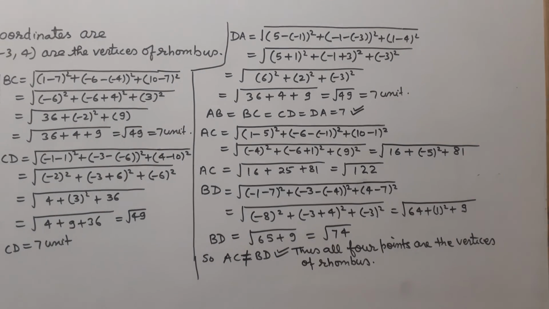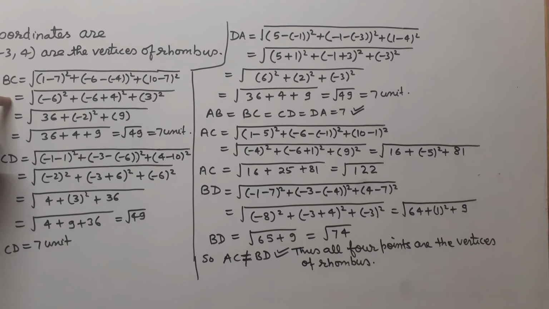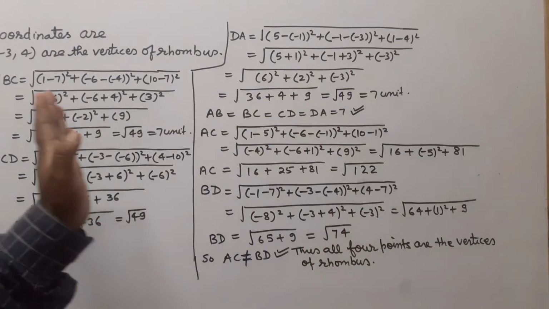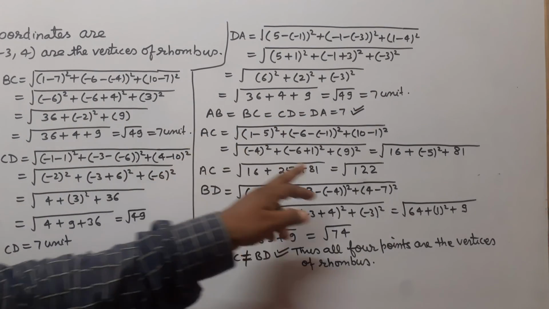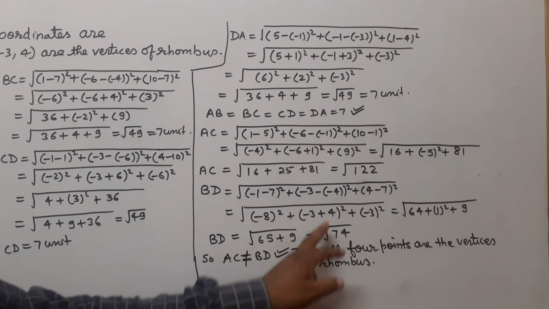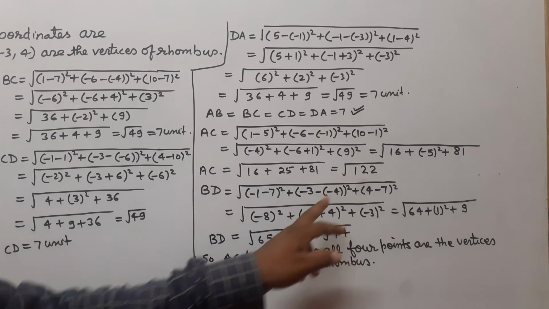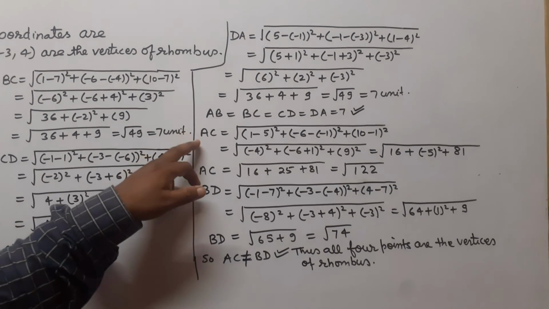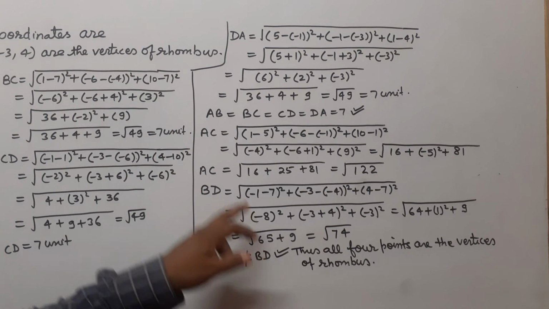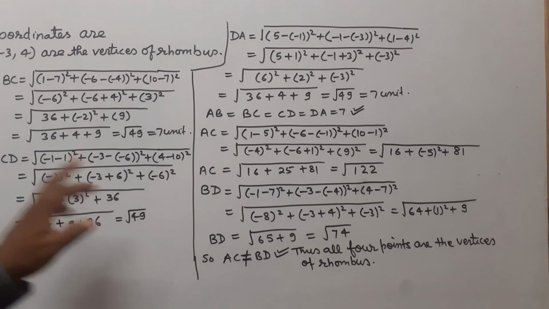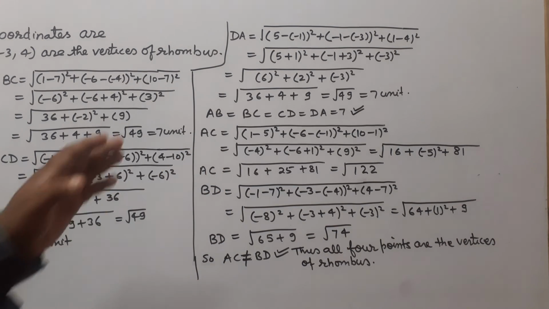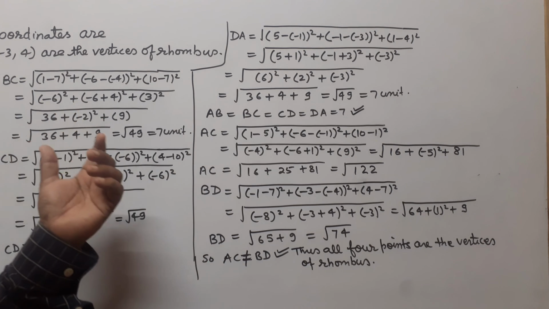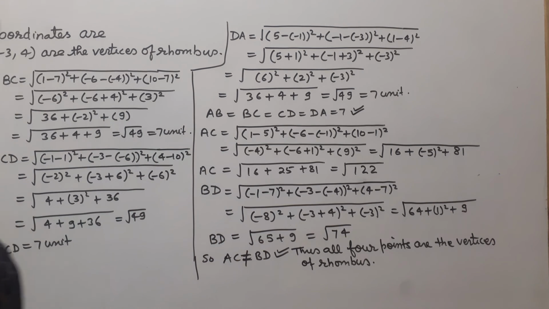You can see here that AB, BC, CD and DA, all 4 sides are 7 units, that is, all four sides are equal. And the diagonals AC and BD are not equal. One diagonal is the square root of 122 and the other diagonal is the square root of 74. That means these two diagonals are not equal. If diagonals were also equal, then these would be the points of a square, but diagonals are not equal, so this shows that all these given 4 points are the vertices of a rhombus.